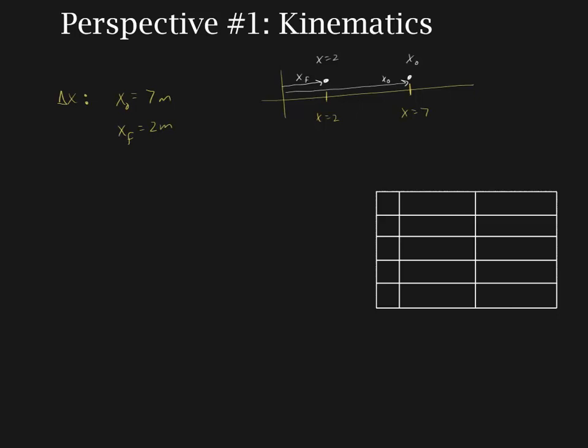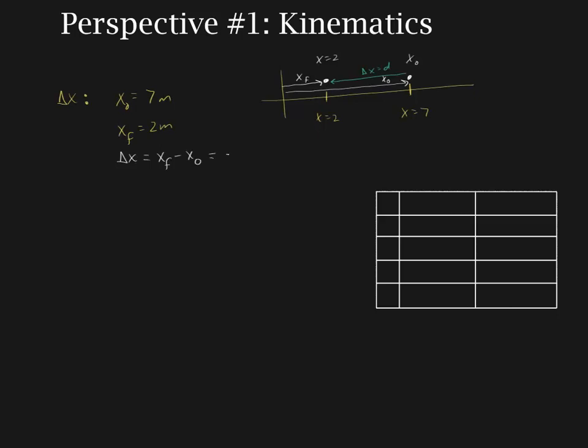Now, what we're looking for is delta x. And delta x goes from where you started to where you ended. That's the displacement by definition. This is delta x, which is equal to d. So to show this, we start with delta x is equal to x final minus x initial.